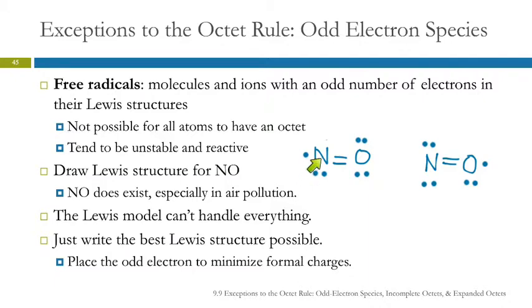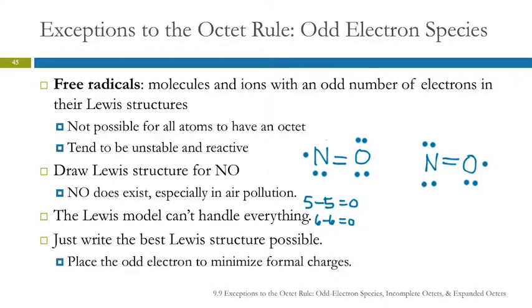Looking at formal charge, nitrogen brings 5, and it leaves with how many? 1, 2, 3, 4, 5. So the nitrogen here has a 0 formal charge. How about this oxygen? It brings 6, and it would leave with 2, 4, 5, 6. So 6 minus 6 is 0. So for this structure, they both have 0 formal charge. We're not going to be able to do better than that.